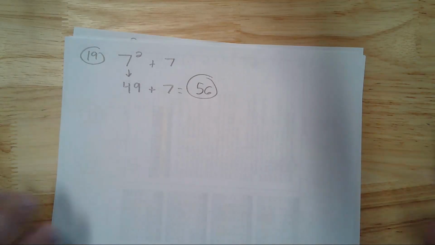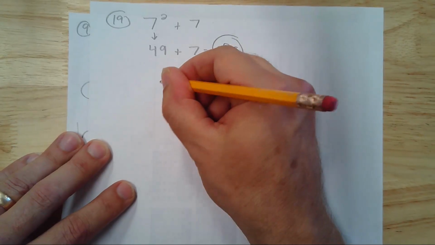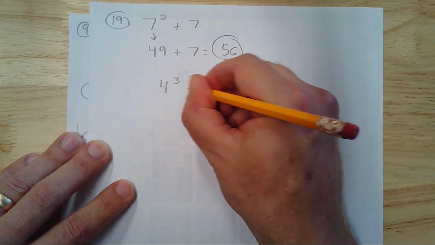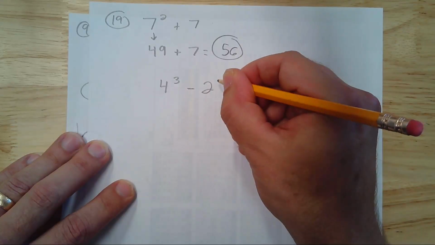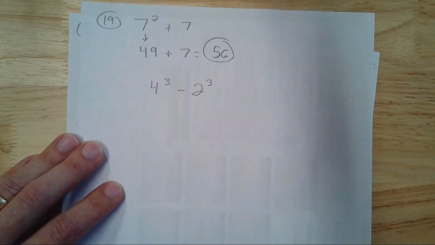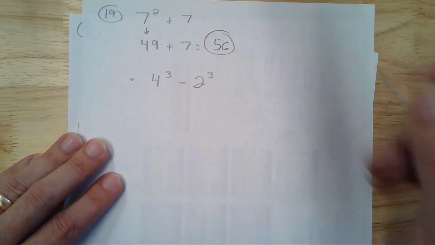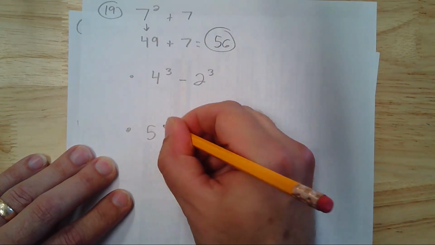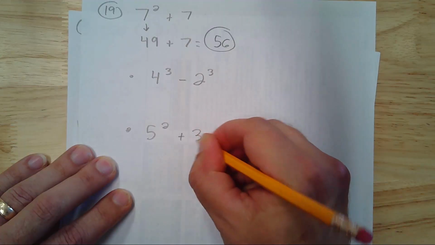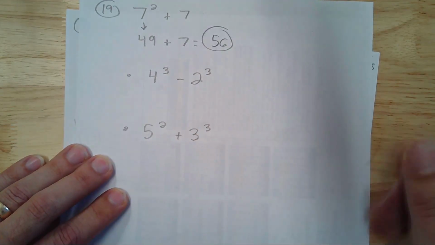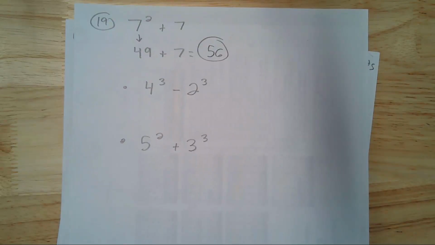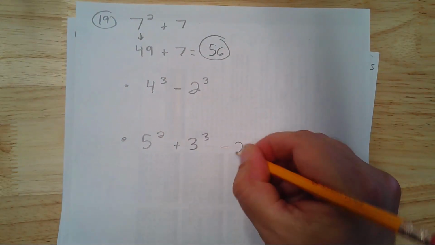I'll just make up a couple here real quick. 4 to the third minus 2 to the third. And 5 to the second plus 3 to the third, minus 2. Try that.